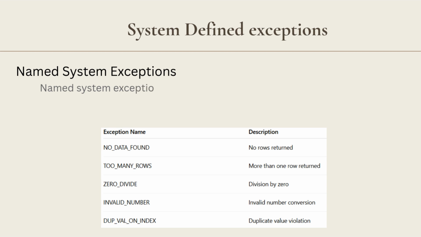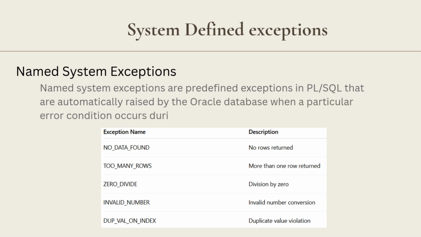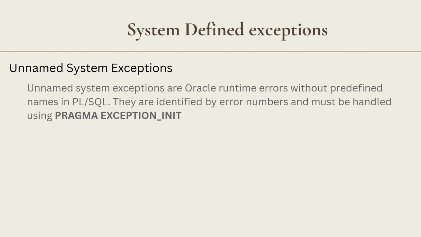Named system exceptions are predefined exceptions in PL/SQL that are automatically raised by the Oracle database when a particular error condition occurs during program execution. Unnamed system exceptions are Oracle runtime errors without predefined names in PL/SQL. They are identified by error numbers and must be handled using PRAGMA EXCEPTION_INIT, which assigns a name to it.